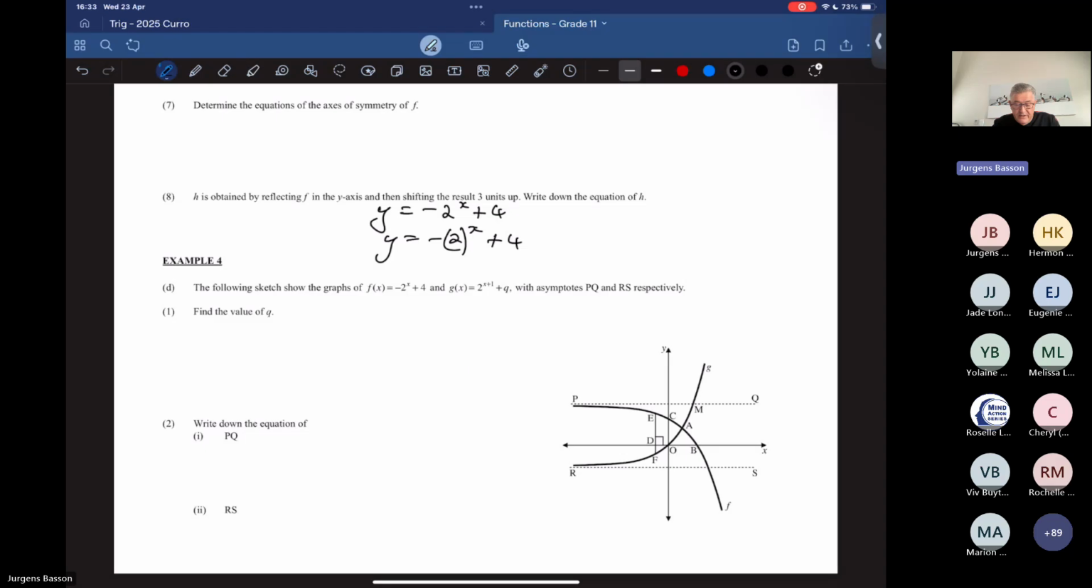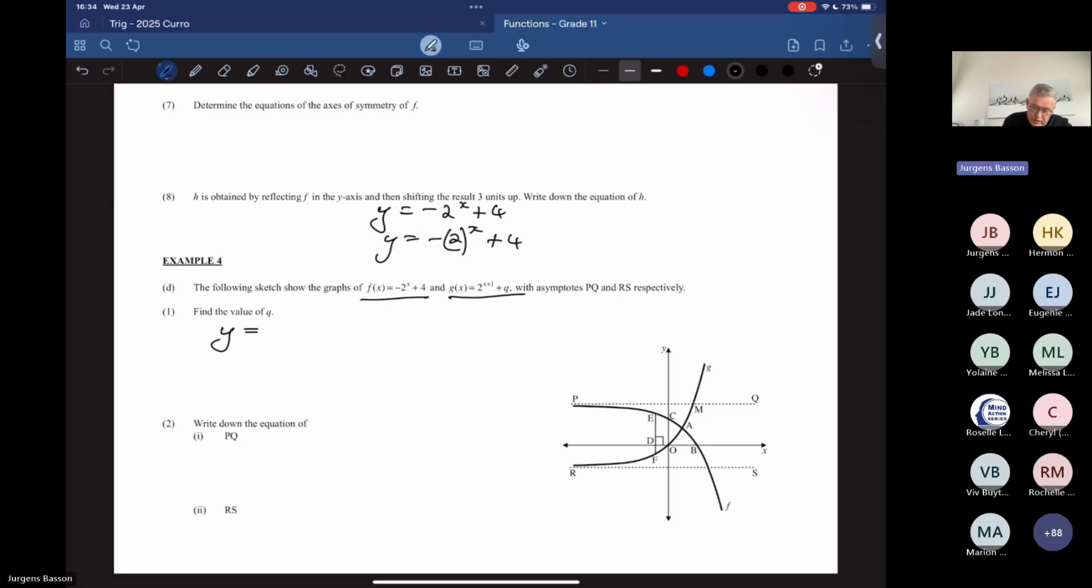So we want to look at these two graphs. There's the one, and that is the other equation. This one is given, this one's got a q. So that means we need to know where that will be. So they ask us to find that q value, and that is your g(x).